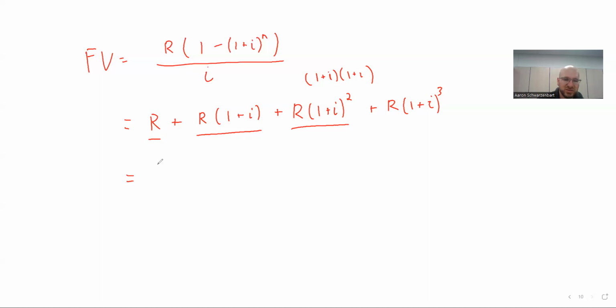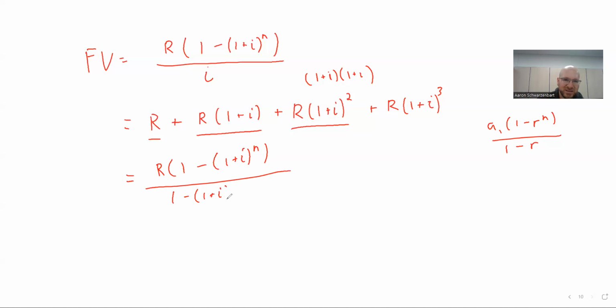So if I plug it into my series formula, I get R. Remember, my series formula is A1 times 1 minus R to the N over 1 minus R. So 1 minus 1 plus I, my ratio, to the power of N, over 1 minus my ratio, which is 1 plus I. To get rid of my parentheses on the bottom, I distribute my minus, which means minus 1 and minus I. Oops, wrong one. 1 minus 1 ends up being 0.